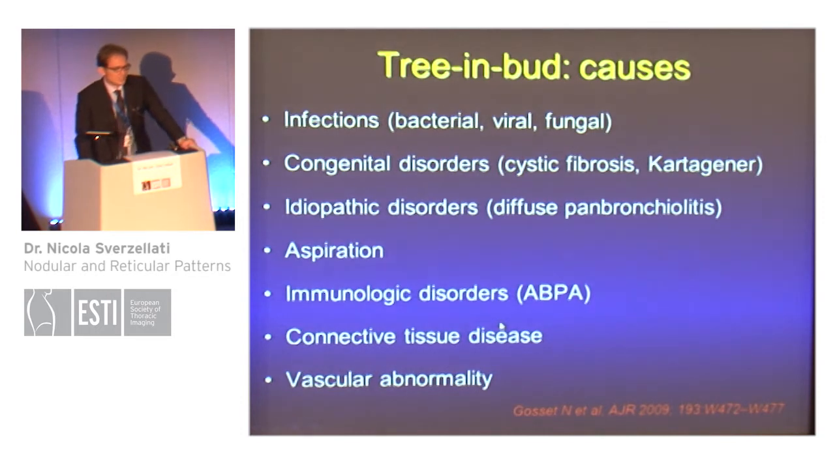These are the main causes of the tree-in-bud pattern. At the top of the list there is, of course, infection, bacterial, viral, and fungal, but also congenital disorders and idiopathic disorders. Diffuse panbronchiolitis is the prototype of the disease showing diffuse tree-in-bud opacities. Chronic aspiration, immunologic disorders, as in an asthmatic patient, ABPA. Connective tissue disease, especially Sjögren's syndrome, and less frequently, quite seldom, vascular abnormality, such as peripheral metastatic disease.